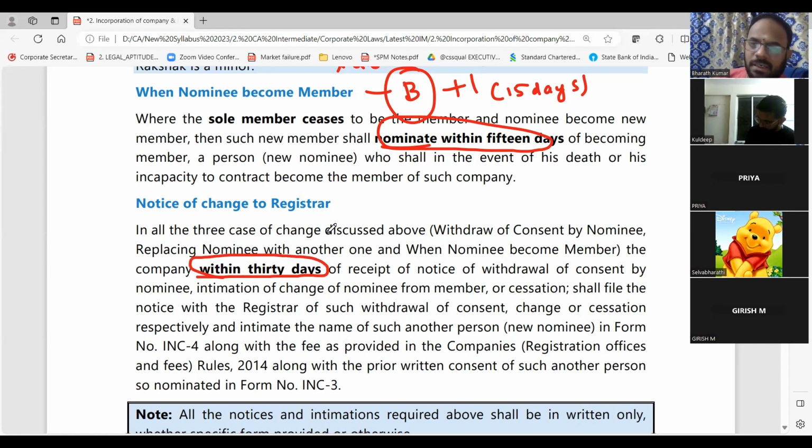Withdrawal of the consent: the nominee becomes the member, within that particular limit. When he is withdrawing, within that 30 days, he should be given intimation of the nominee's withdrawal, intimation of change of nominee, cessation, everything he should give. What form? INC 4.